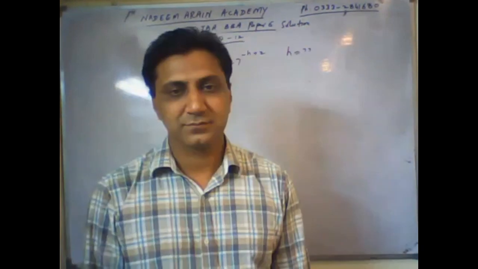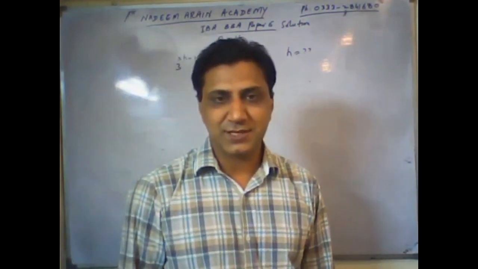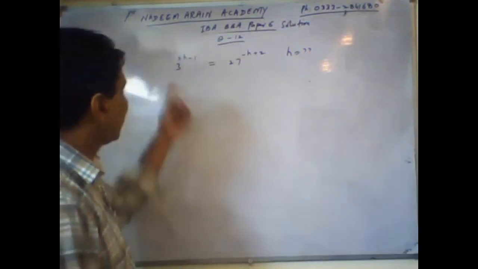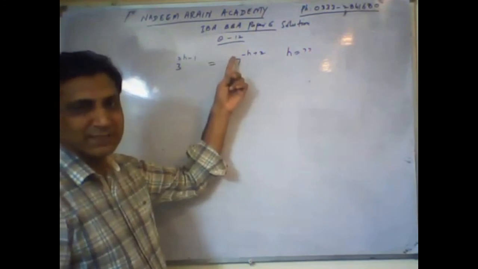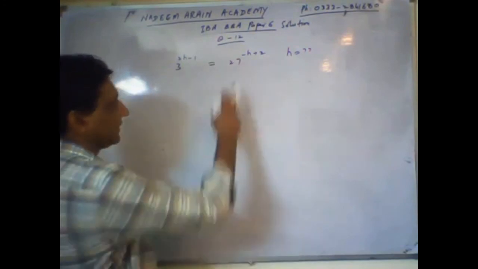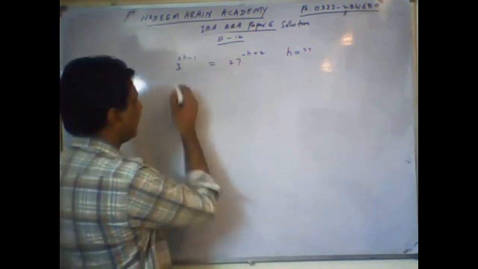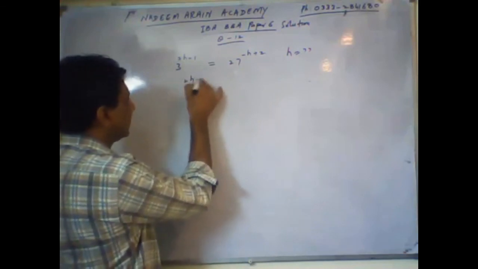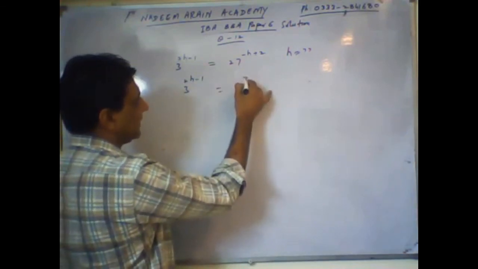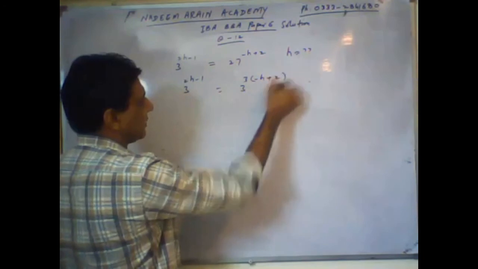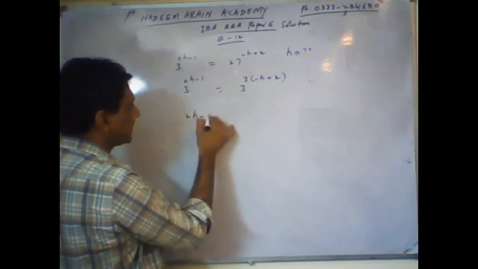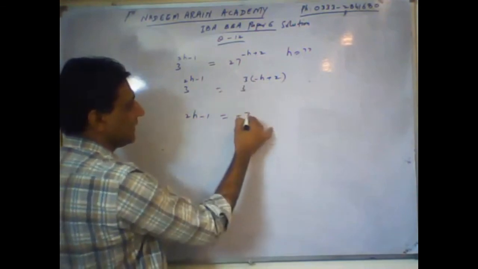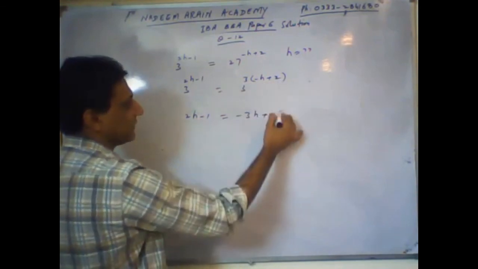Thank you. IB paper 6, question number 12, over here. The question says 3 to the power 2h minus 1 is equal to 27 to the power minus h plus 2 and find h. Okay, 27 means 3 power 3. Let it be 2h minus 1, and this is 3 to the power 3 times minus h plus 2. Because bases are same, so you can equate the powers. 2h minus 1 is equal to minus 3h plus 6.